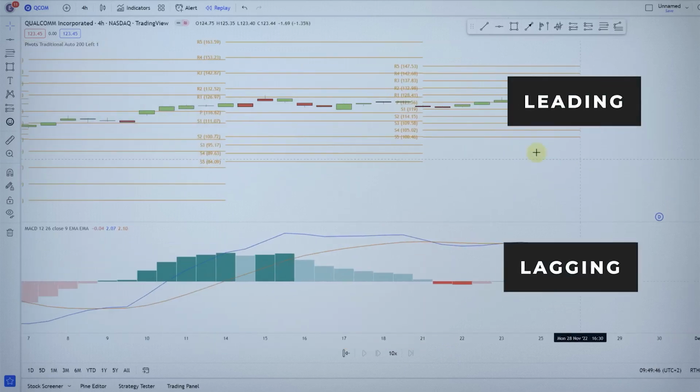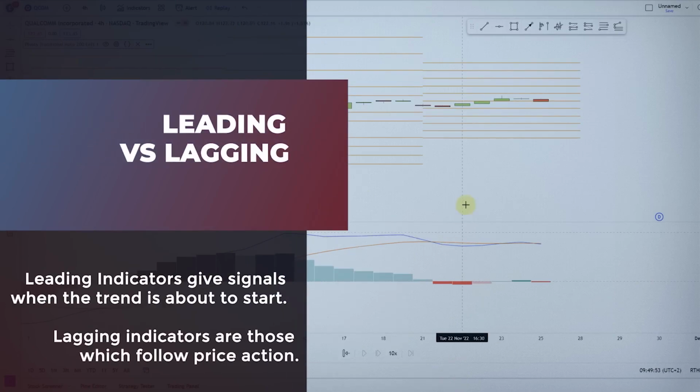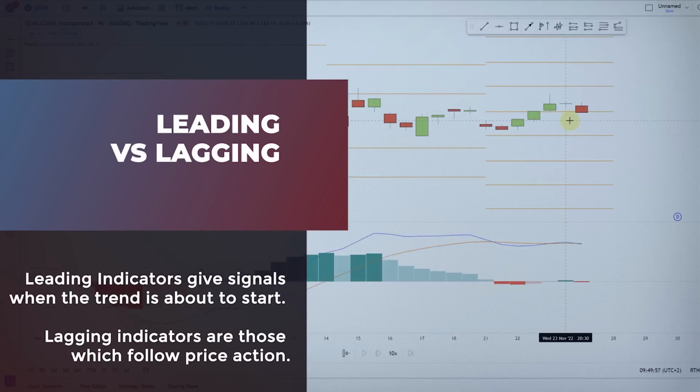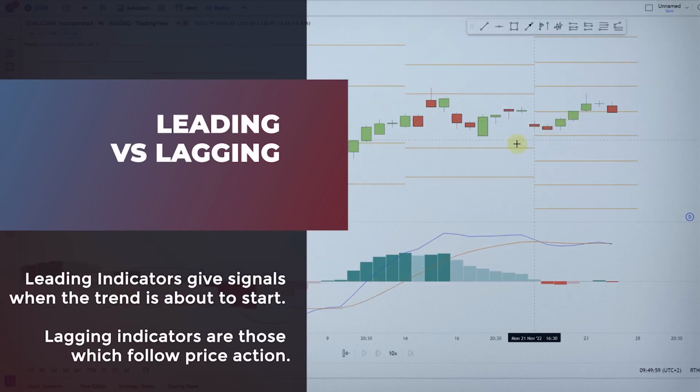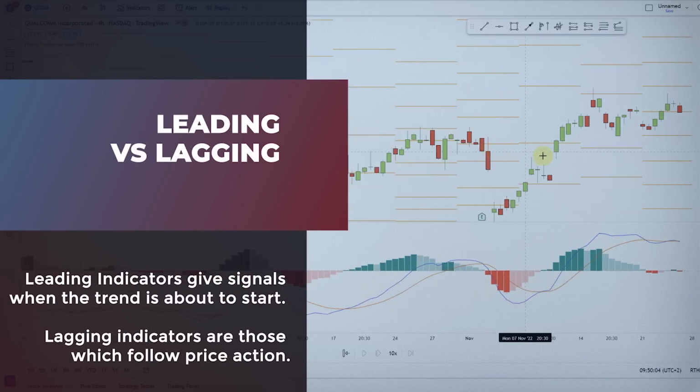But leading indicators or signals are the ones you should consider adding in your technical analysis. Leading indicators give signals when the trend is about to start, whereas lagging indicators are those which follow price action. Both leading and lagging indicators have their own set of drawbacks.